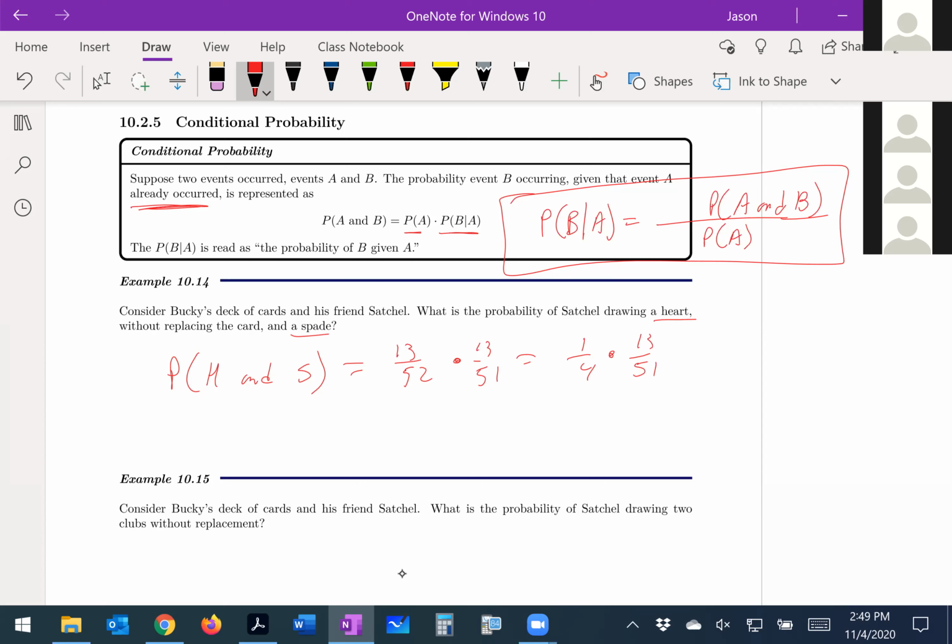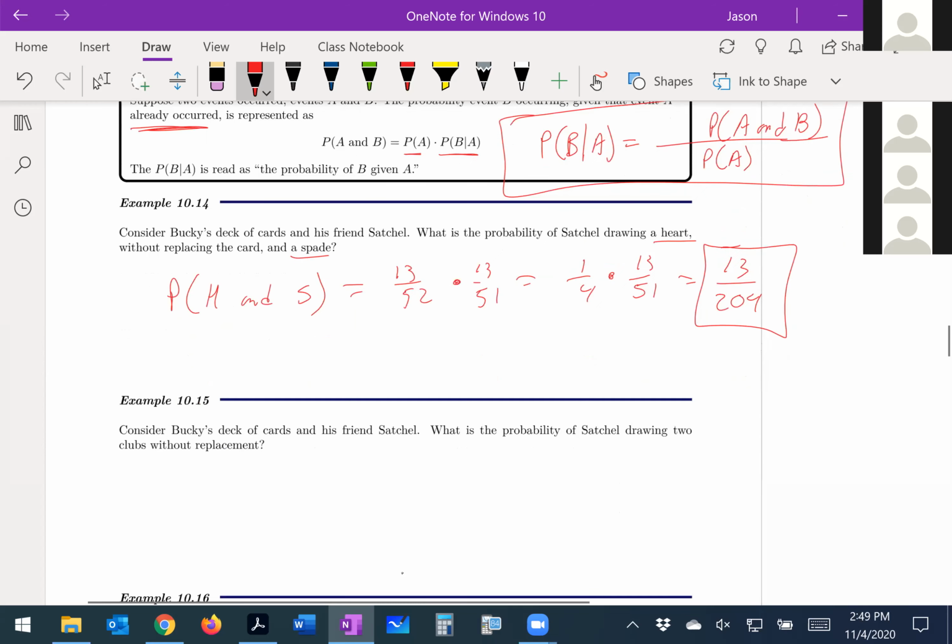Is it 13/51? Heart and then a spade, yeah, should be 13/51. Let me see, my answer is not coming out the same as their answer. Why is that? Question number 14, right? Nope, yeah, because I was wrong. Oh, no, yeah, that works. So it should be 13 out of 204. Yes, correct. This is the same thing that we did before, 13 out of 204. Perfect.